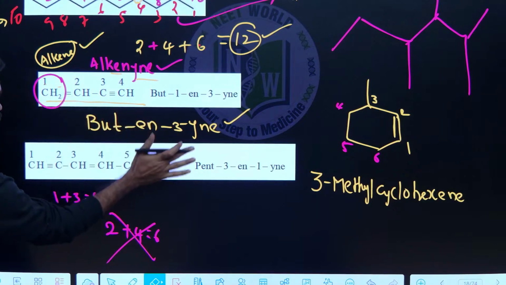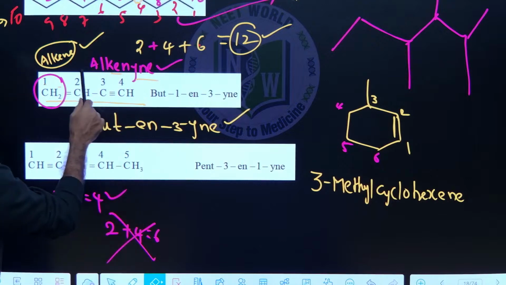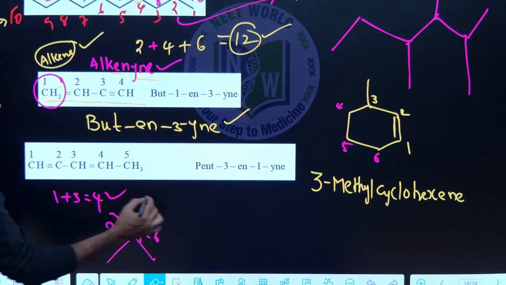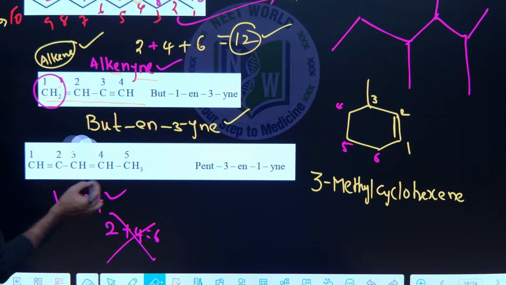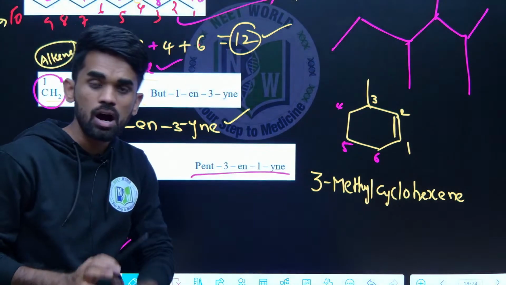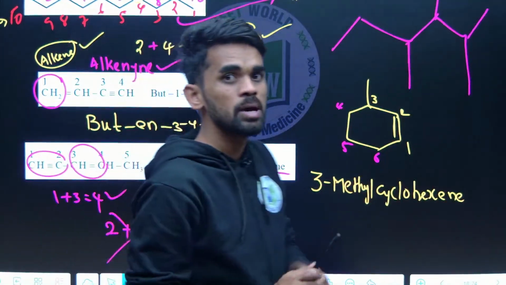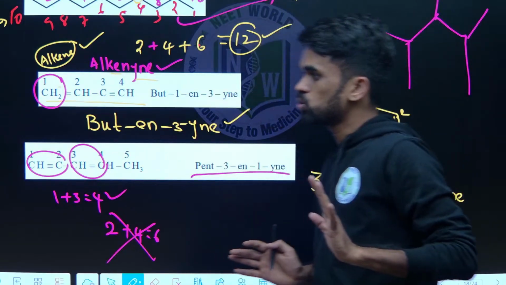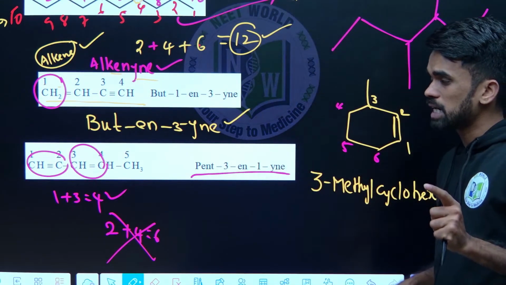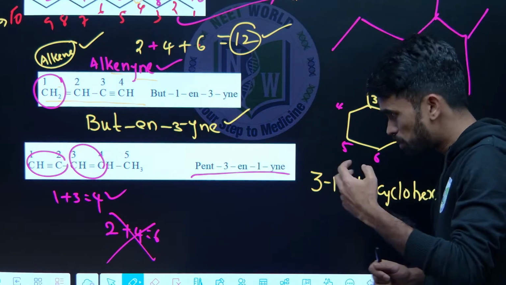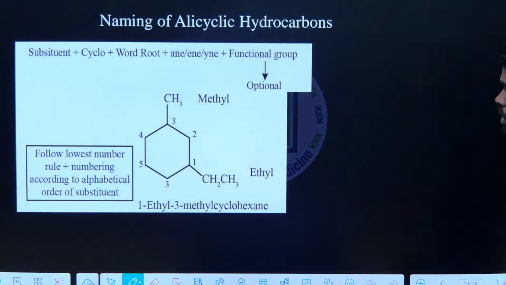Therefore, what will be the name? I told you the name should be in the alkene-yne manner. How many carbons are there? 5, so pent. And the third position is ene. So pent-3-ene-1-yne will be the answer for this question. Or simply you can say pent-3-en-1-yne. That's it. These are the two things you should remember. Hope the things are clear. If the things are clear, just click on the like button, and please try to interact in the chat box so that you will get more clarity.